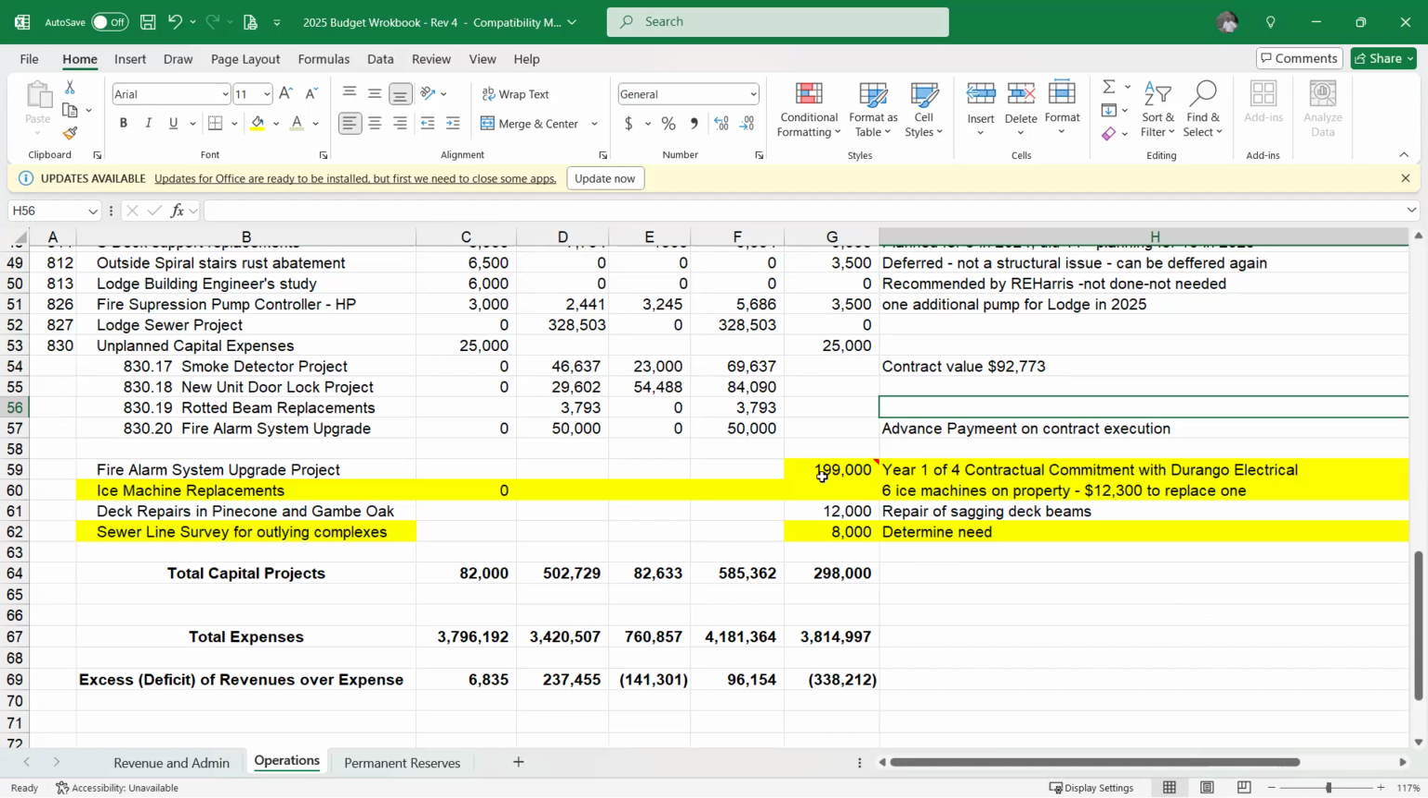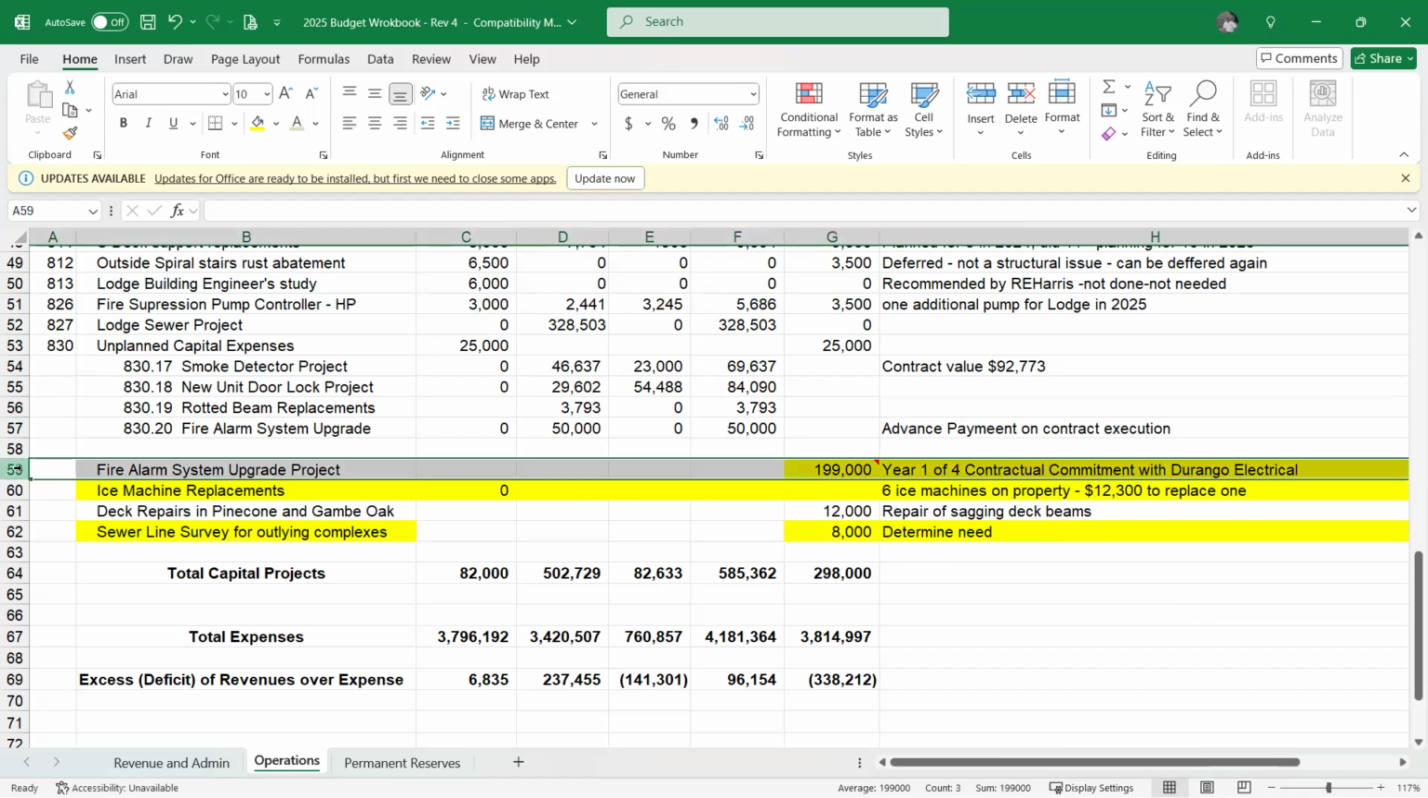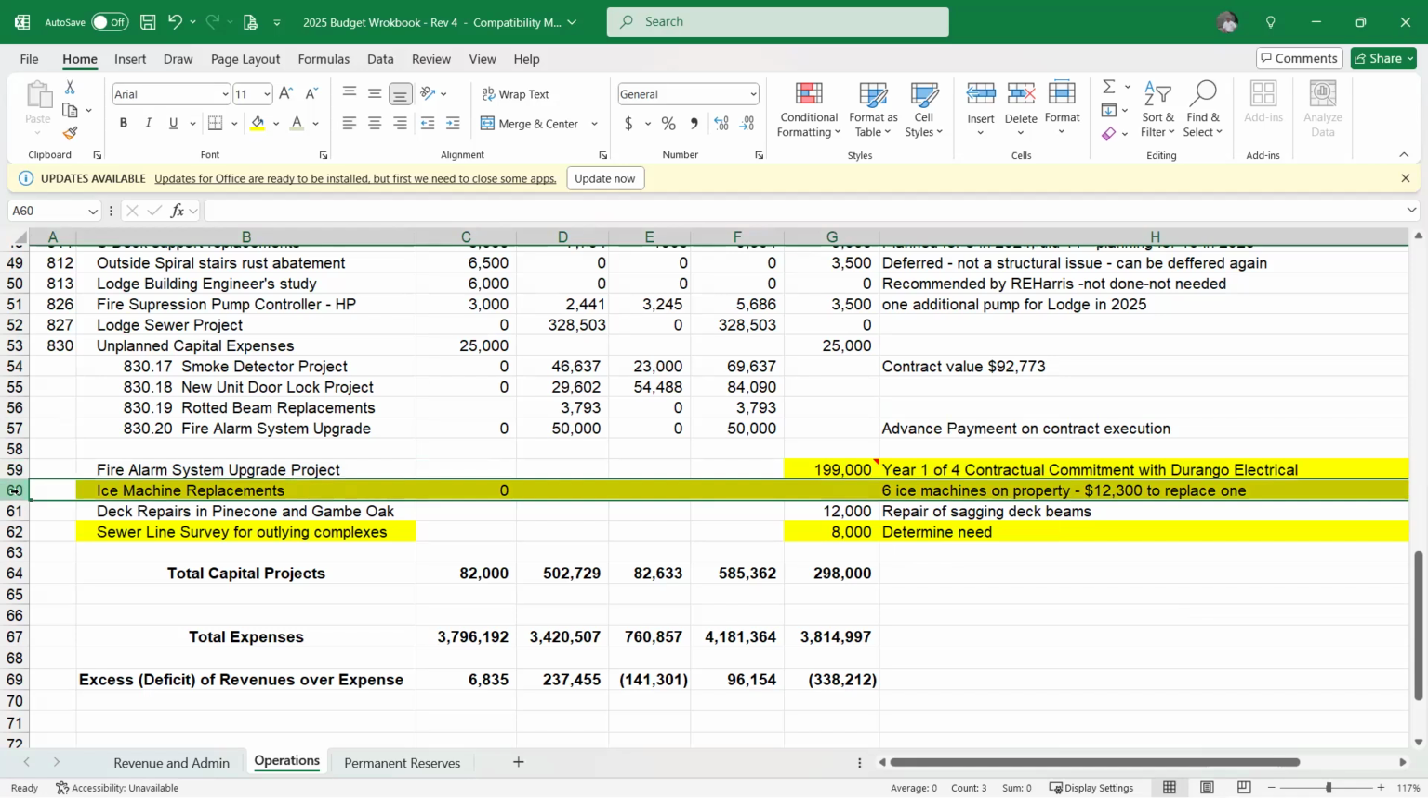All right, Bobby, think about this over the course of the week and see what you can come up with. Okay. All right. It got suggested that we have 6 ice machines on the property, and they're becoming a maintenance issue. Some of them are pretty old. Replacing them costs $12,300 each. The one in Pinecone is probably going to need replacement pretty soon.